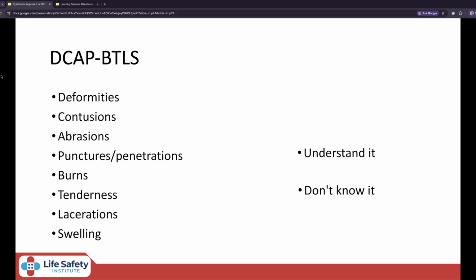Okay, now let's check the arms. For the same thing: DCAP-BTLS, CSMs.